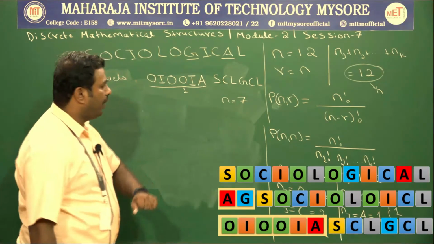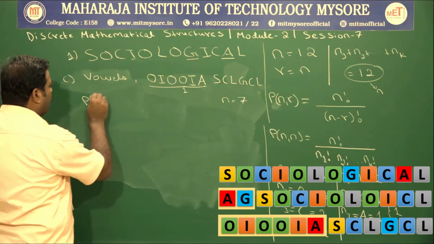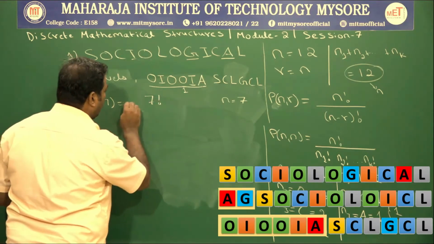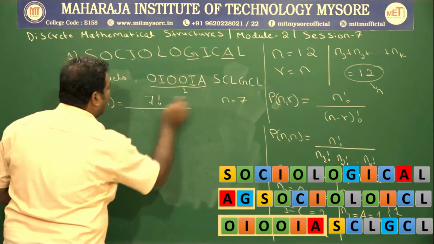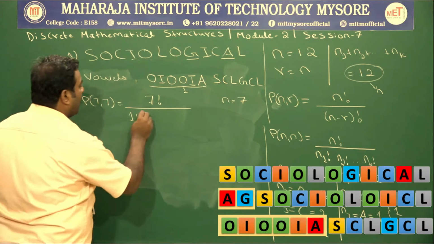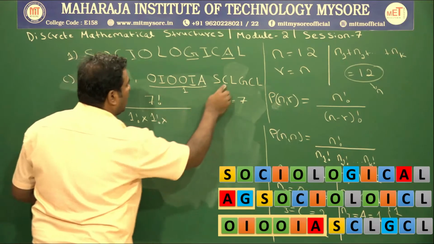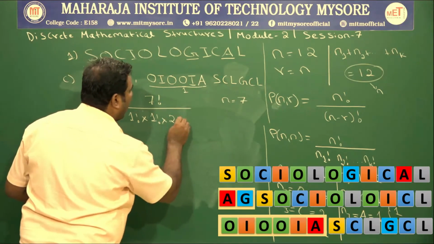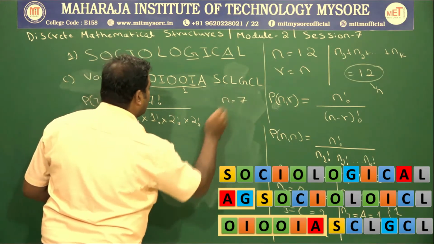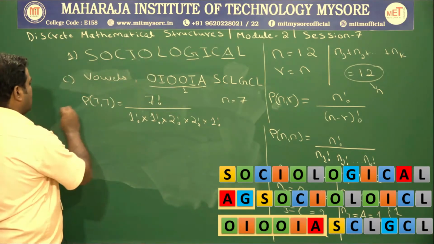Fine. So now the value of n is going to be 7. Hence, how do you find the permutation? So P of 7 comma 7, that is equivalent to 7 factorial divided by this entire thing, where one is the frequency. S is going to be only once, hence 1 factorial. C is twice, hence 2 factorial. L is twice, hence 2 factorial, and G is once, hence 1 factorial. This is what I am going to get as the first part.